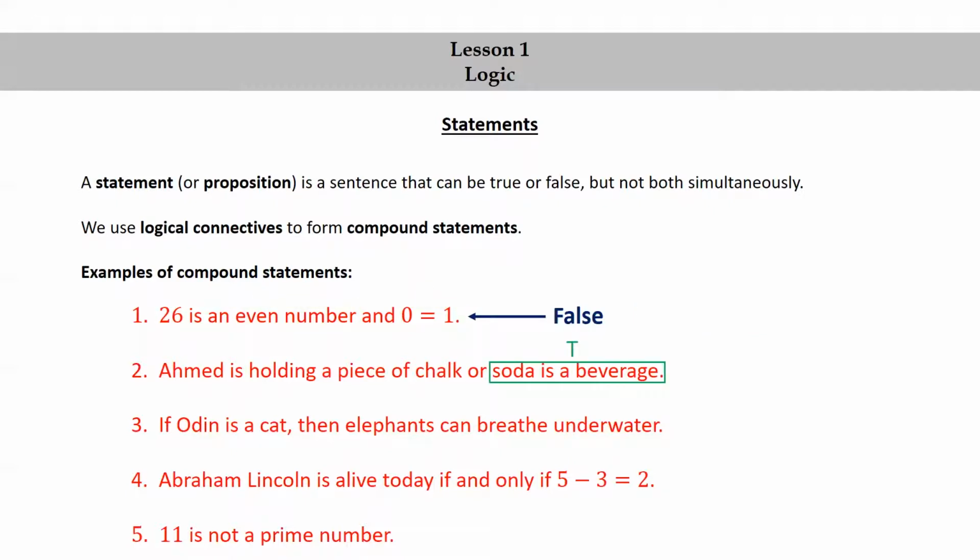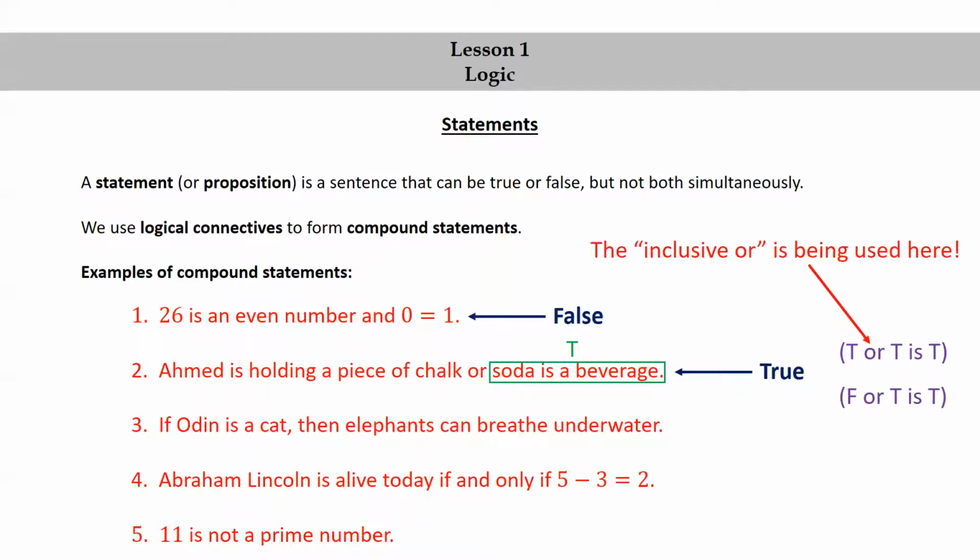Soda is a beverage is true. It follows that the compound statement, Ahmed is holding a piece of chalk or soda is a beverage, is true. It doesn't even matter whether Ahmed is holding a piece of chalk or not, because true or true is true, and false or true is true.